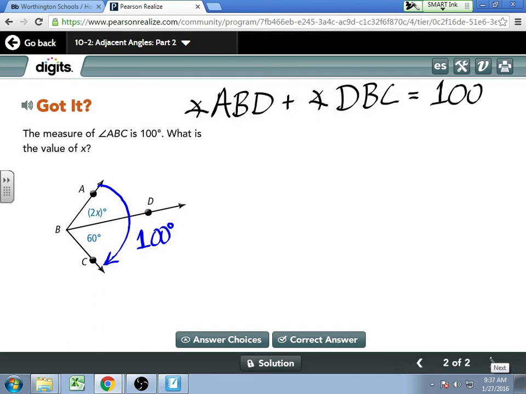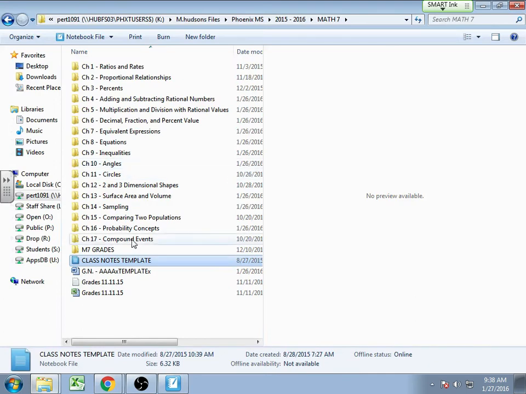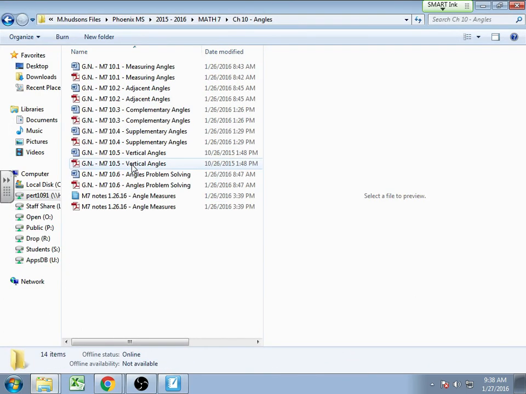When I look at those two smaller angles, the two smaller angles add up to the bigger angle. So I can write an easy sum equation. My angle ABD plus my angle DBC make my 100 degrees. So try to solve this. I'm going to pull up the notes so that we can keep going.